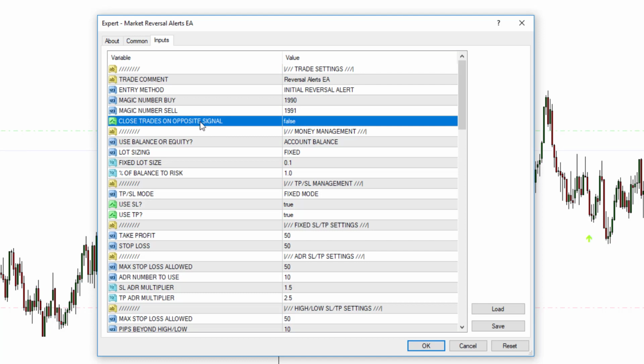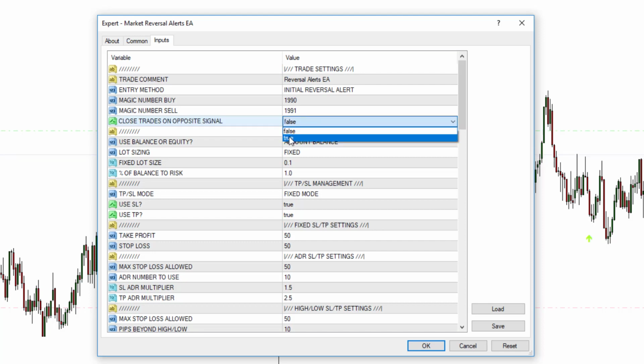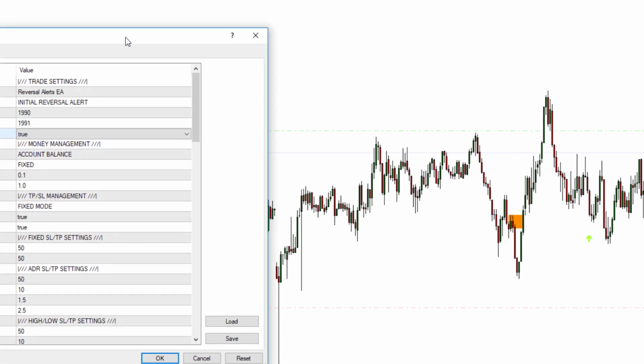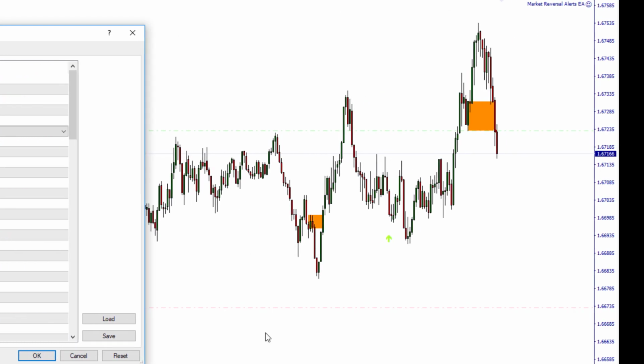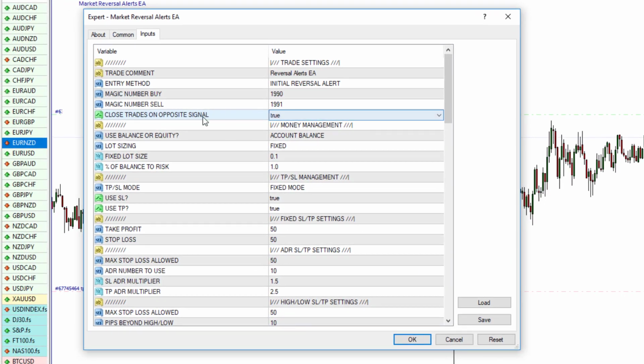Close trades on opposite signal. It's set to default as false, but if you set this to true, every time we get a market reversal alert, it will close that trade and enter into the opposite direction. As you can see here, the EA would have taken a long trade on this candle here, and it would have closed that trade here as we got a reversal alert and obviously entered a sell. So it's an always-in-the-market type setup.